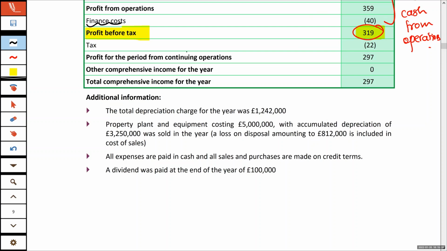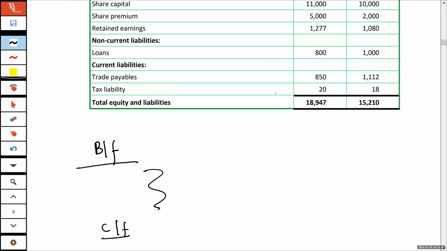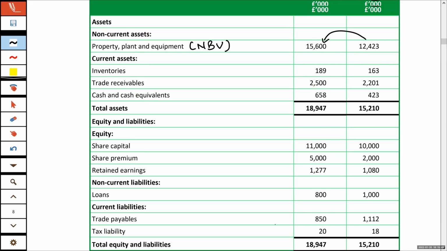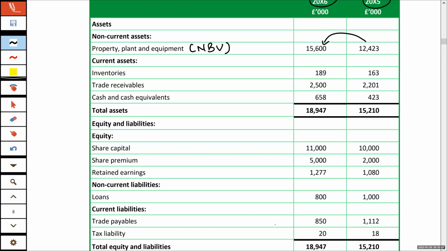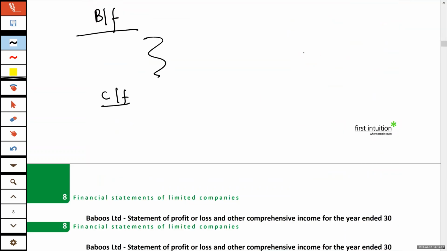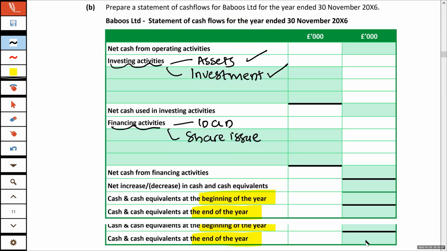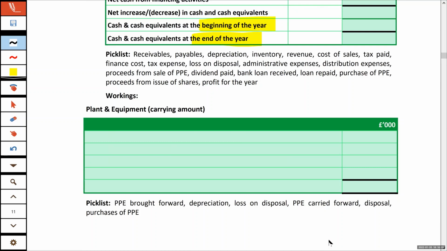And all I have to remember is when I look at items in my balance sheet, I need to be thinking about brought forward, carry forward, and the items that affect it. And that's what I'm going to do. So those two items that I noticed, PPE, I know I have to deal with brought forward, carry forward. I know there's a working box for it. So I'll go ahead and put the figures that I know in that working box. So PPE carrying amount, it says that in that box, I'll go ahead and put brought forward.